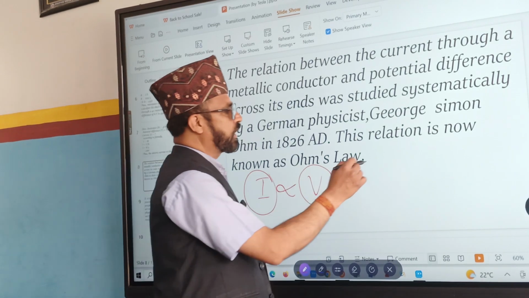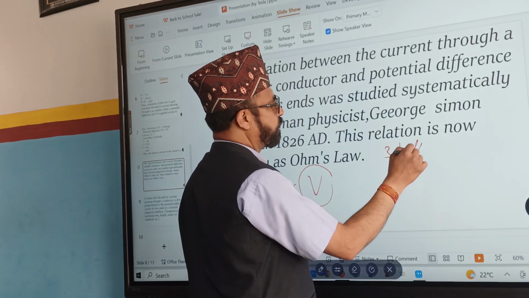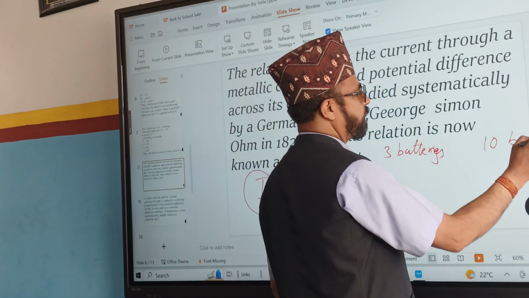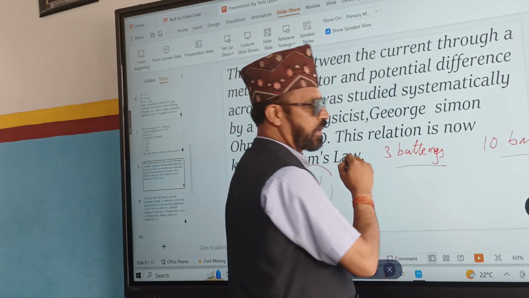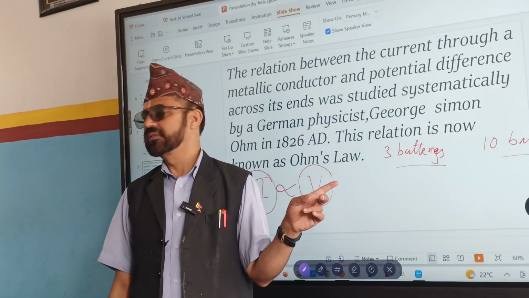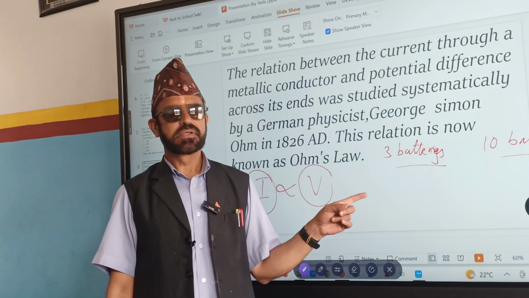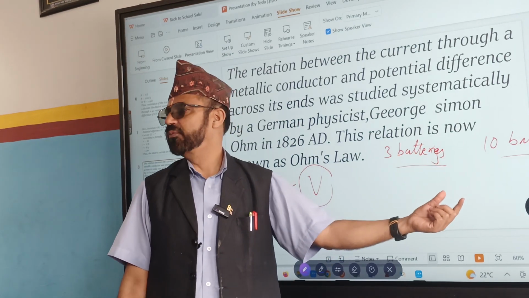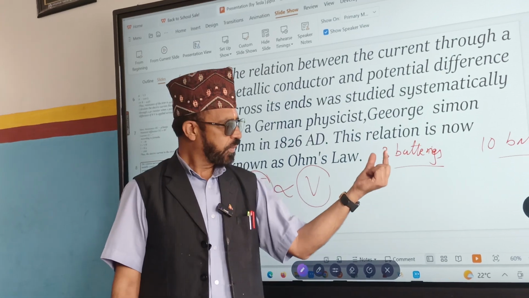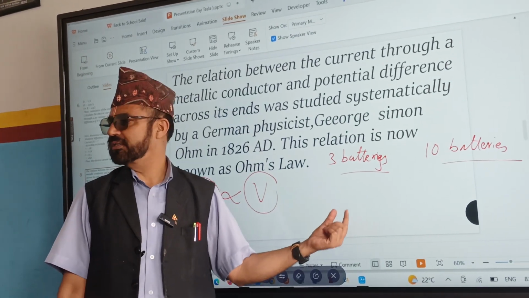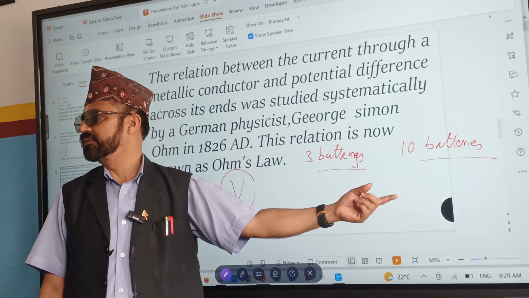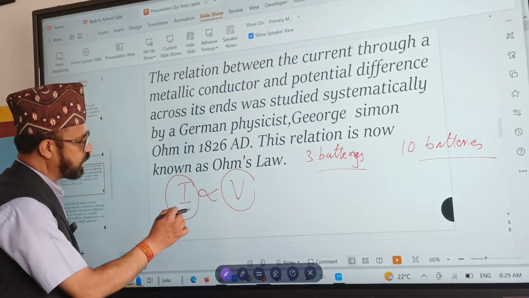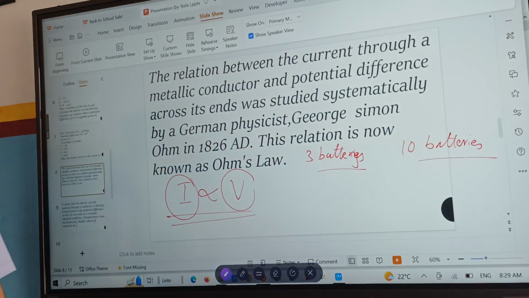For example, let's say there are three batteries, and here are 10 batteries. Batteries are sources of electricity, are they not? So from 3 batteries we can get more current, or from 10 batteries we can get more current? From 10 batteries. In 3 batteries there is more voltage, or in 10 batteries there is more voltage? Okay. It means more current, more voltage. Less current, less voltage. That's why this is directly proportional.